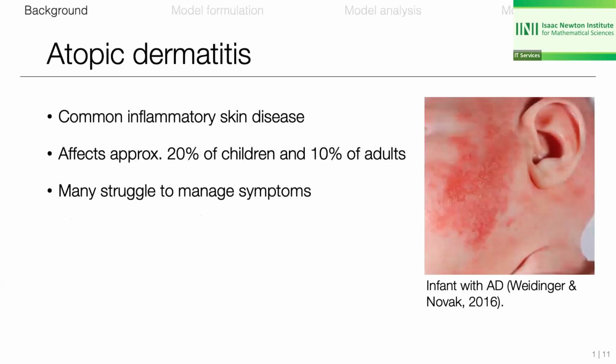So AD is a super common inflammatory skin disease that affects 1 in 5 children worldwide. Its symptoms include super intense itching and painful lesions. And despite the therapies currently available, there's still a lot of people who struggle to manage their symptoms.